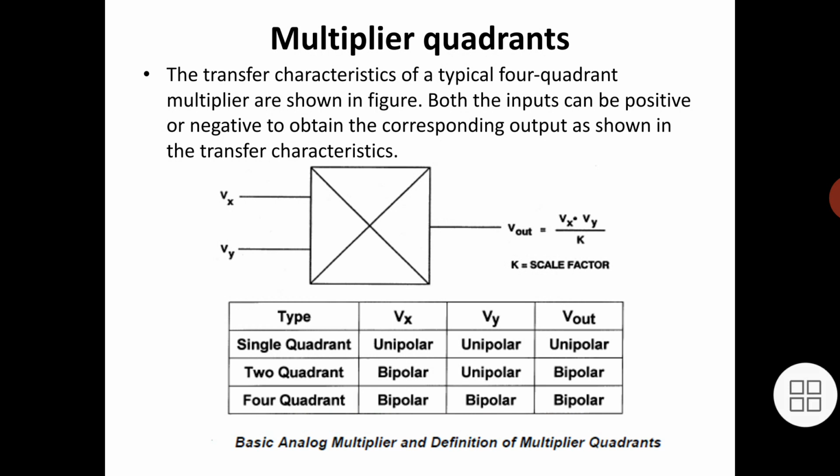Single quadrant means that if Vx and Vy, the two input voltages, are unipolar, then Vout is also unipolar. Two-quadrant means Vx is bipolar and Vy is unipolar, and the output is bipolar. Four-quadrant means the inputs Vx and Vy are both bipolar, and we get the output voltage Vout also bipolar.